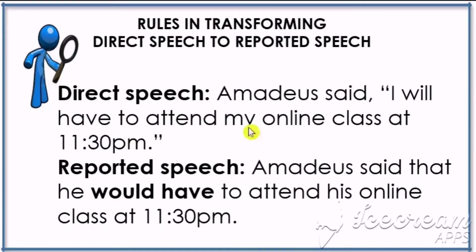Okay? And then we are going to change will have into its corresponding past tense. What is the corresponding past tense of will have? Would have. So when we write that now in reported speech, copy the introductory part, Amadeus said. Of course, we remove the quotation marks. Okay, and then we add the word that. We changed the word I into he.